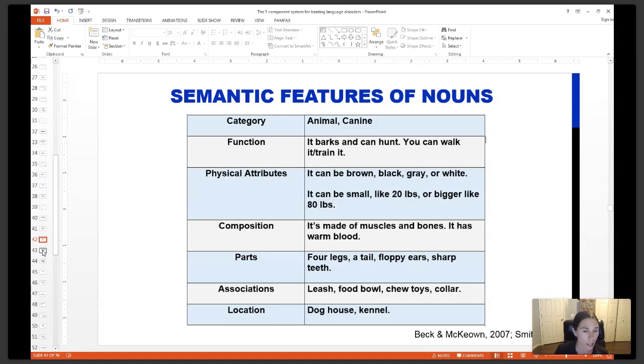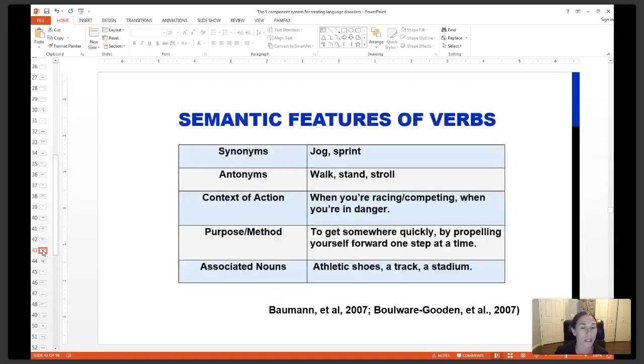So I wanted to do verbs and adjectives because I think a lot of us know how to do this for nouns, but obviously a lot of those words that our kids have to study are verbs and adjectives as well. So semantic features for verbs that you can do are synonyms, antonyms, context of action, purpose and method, and associated nouns. So obviously we know what synonyms and antonyms are. Those are really important pieces of information that help us define verbs. So one way that we would define a verb would obviously be to state a synonym. The context of action would be the context in which you would do that action. So like, when would you do it? The purpose or method would be more of the why or the how you would do something. And then associated nouns would be any things associated with that action.